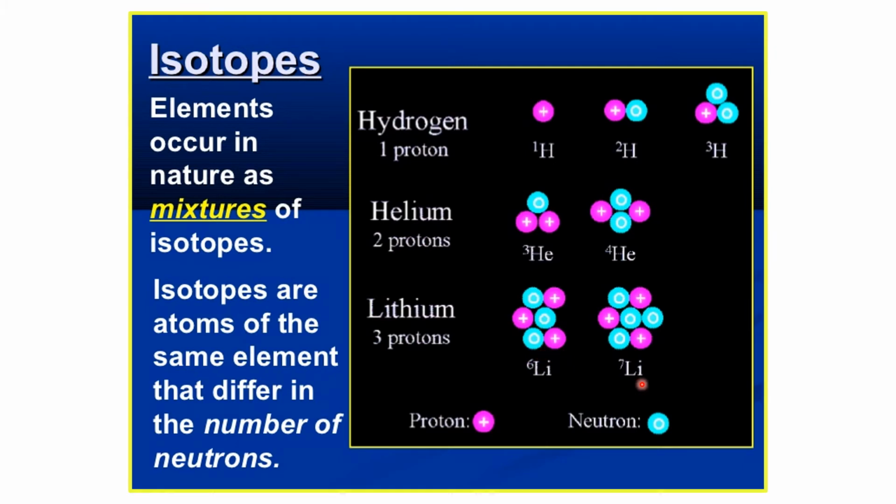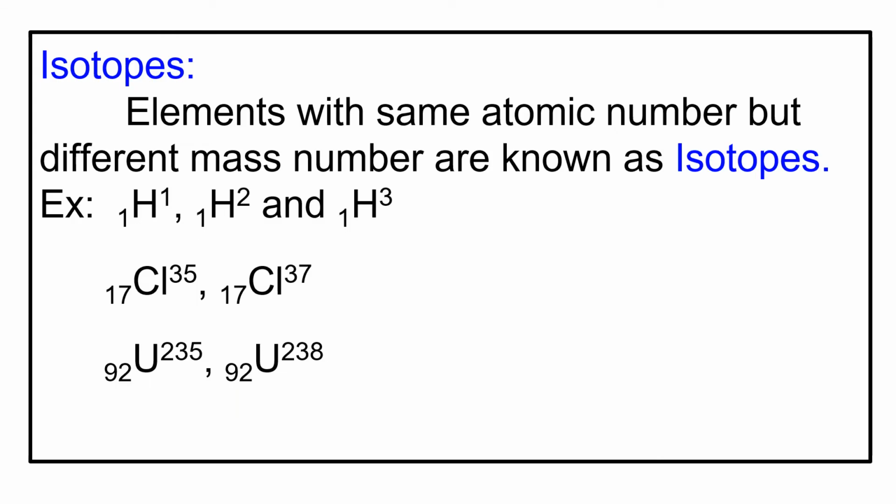So an element can exhibit isotopes, and it can be two or three. But what do isotopes mean? Isotopes are atoms of the same element that differ in the number of neutrons. Now when you have to define isotopes, they can be defined as elements with the same atomic number but different mass numbers.